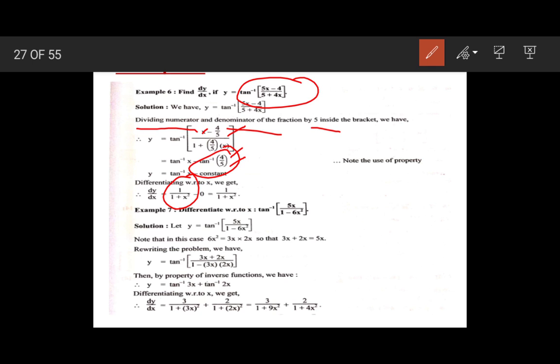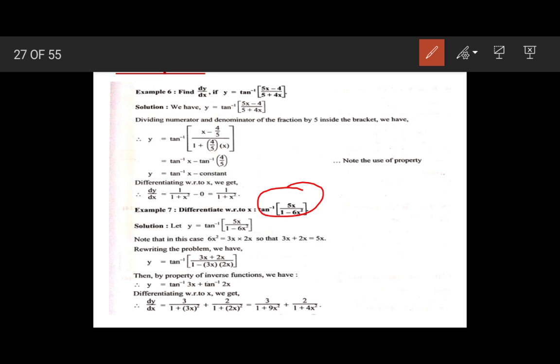Okay. Then the next question is: differentiate with respect to x. Here what is given? tan inverse 5x upon (1 minus 6x square). Now I am writing this 5x as 3x plus 2x. Okay, so tan inverse (3x plus 2x) upon (1 minus 3x into 2x). Okay, now this is exactly in the form of tan inverse x plus tan inverse y. Now I have to do the differentiation.